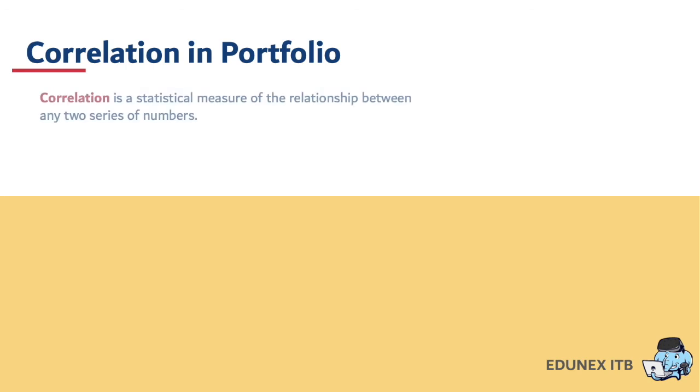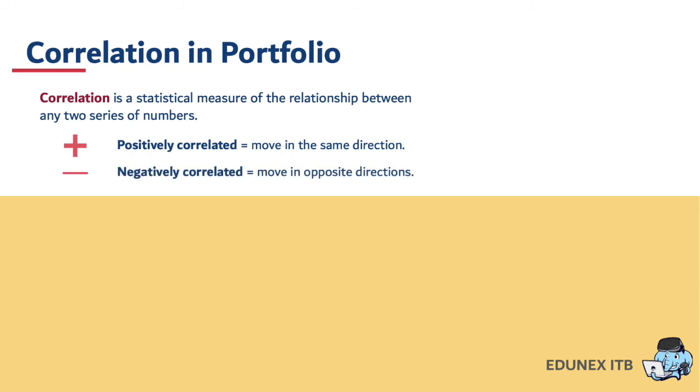Now that we mentioned correlation, what is correlation? Correlation is a statistical measure of the relationship between any two series of numbers. It can be a positive or negative correlation. Positively correlated describes two series that move in the same direction. Negatively correlated describes two series that move in opposite directions.